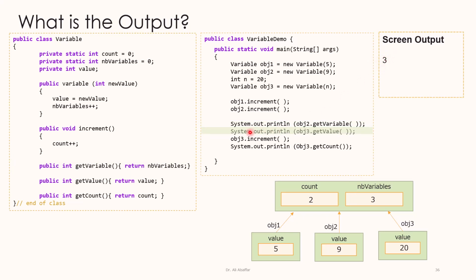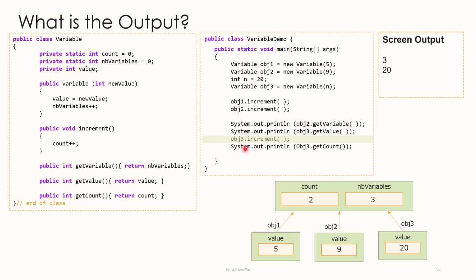The next statement is similar to the previous one, but this time we are calling the method getValue for object 3. And inside getValue, the method retains the value of the instance variable. And the value for the instance variable for object 3 is equal to 20. So therefore, a print will print 20 on the screen.